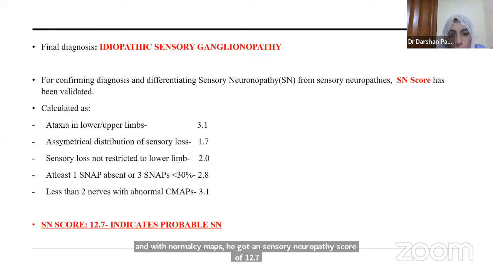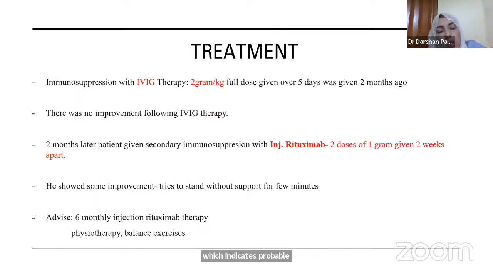sensory neuronopathy. Actually, when this patient came to us, he was already treated outside with IVIG, full dose. When he came to us, he was already 2 months post IVIG, and he did not have any improvement. His condition was not worsening, but he was the same as he had been for 8 months. So we observed him for a few days, and we decided to treat him with secondary immunosuppression with rituximab, that we gave him 2 doses, that is 2 grams, 2 weeks apart.